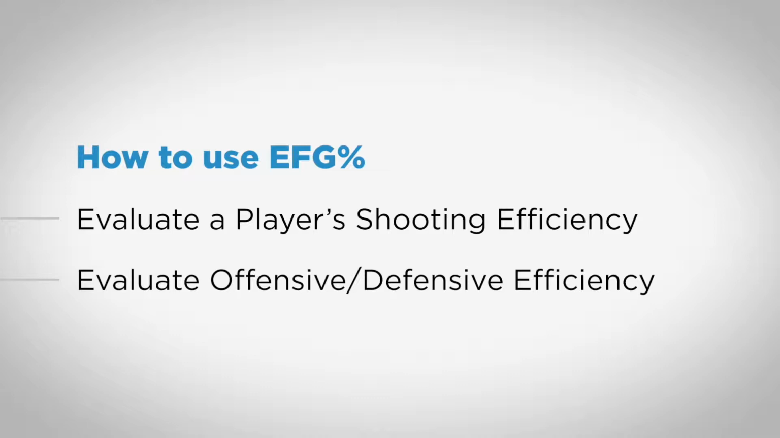If you're a team that takes or gives up a lot of threes, field goal percentage isn't going to be an accurate representation of either side of the ball. But effective field goal percentage puts teams on an even ground, regardless of their mix of 2s and 3s.